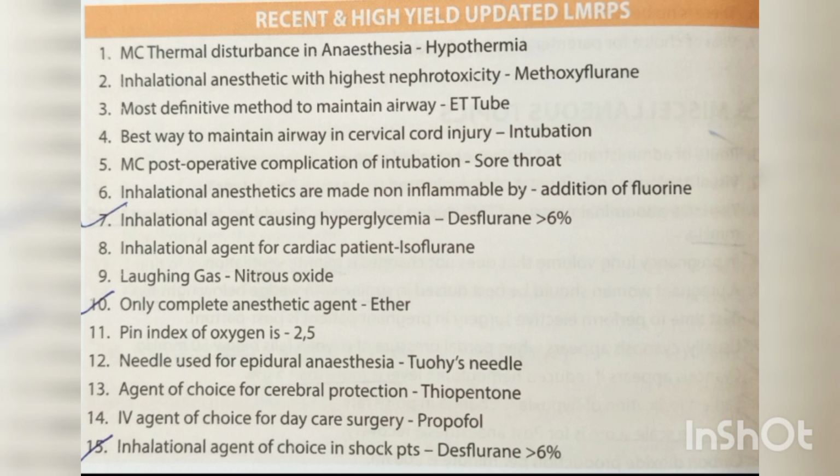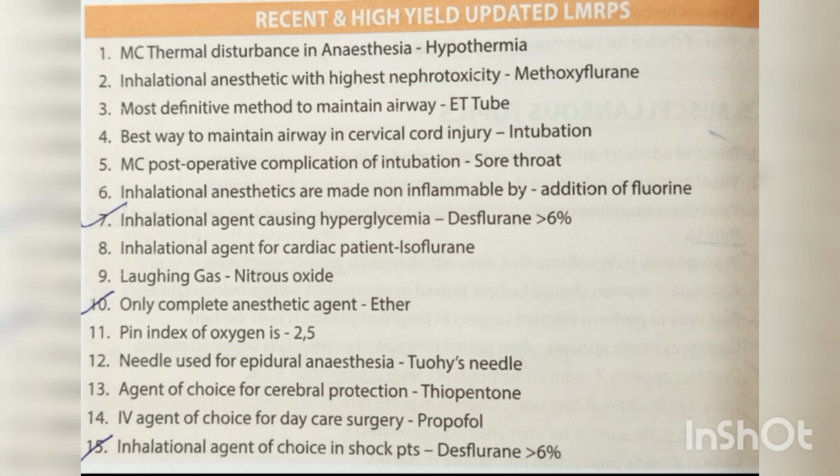Inhalational anesthetics are made non-inflammable by addition of fluorine. Inhalational agent causing hyperglycemia: desflurane greater than 6%. Inhalational agent for cardiac patient: isoflurane. Laughing gas is nitrous oxide. Only complete anesthetic agent, ether. Pin index of oxygen is 2 and 5.